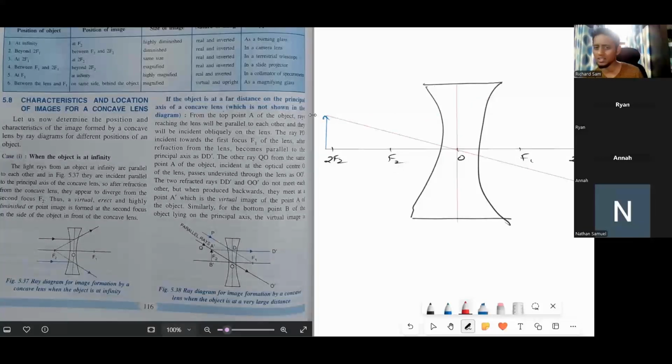What was the other diagram? Oh, if it's pointing straight towards F1, then it will go how? It will go parallel to principal axis. Okay. So we can do that also. Point it straight to F1 and then it will go parallel to principal axis. Okay, but we won't draw that ray. The one that we'll draw is the one that's parallel to principal axis. How will this ray go?